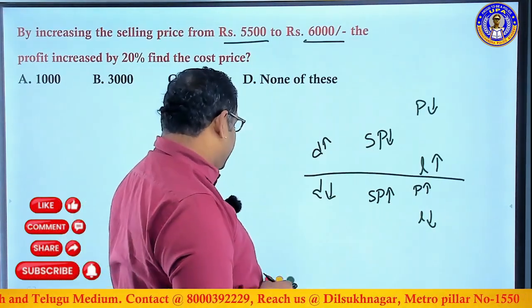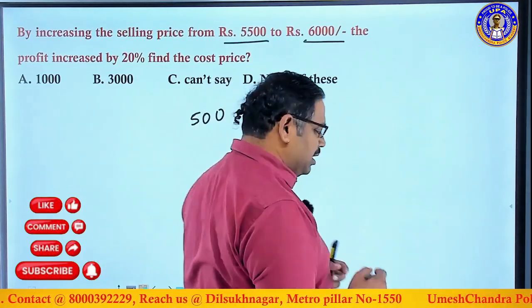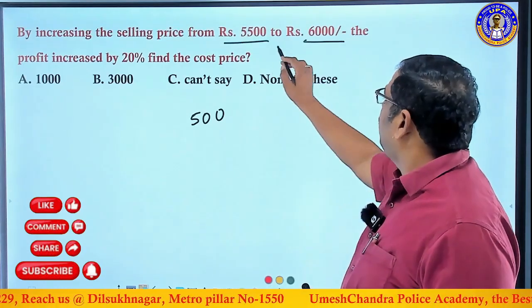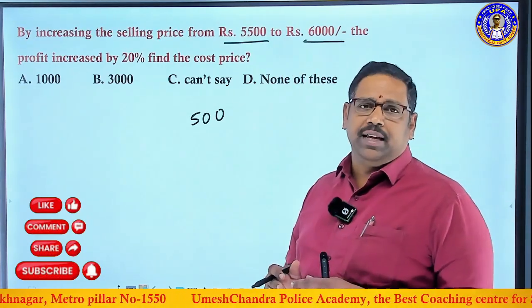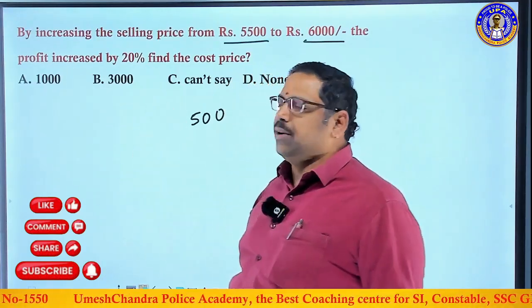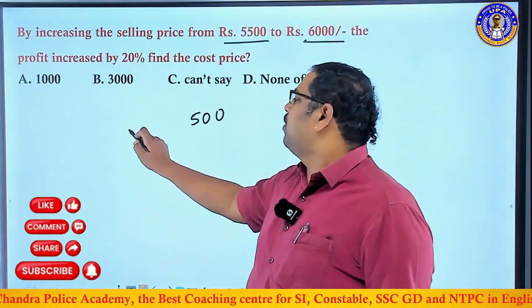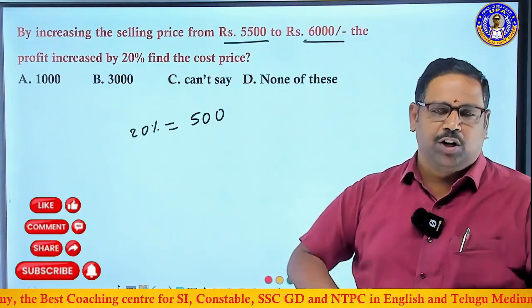And the next point that we have to observe is, as the selling price changes, automatically profit or loss will definitely change. So the selling price is increased by 500, right? Similarly, the profit will also be increased by the same. Now the profit is increased by 20%. From here onwards, students will get confused and they will say that 20% is the increase in the profit. I'm not giving the answer, I'm saying how the students will do it.